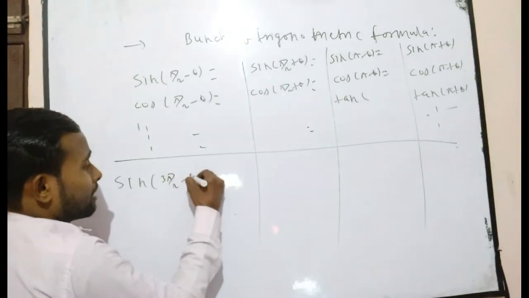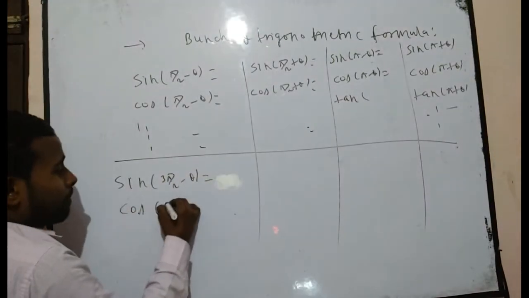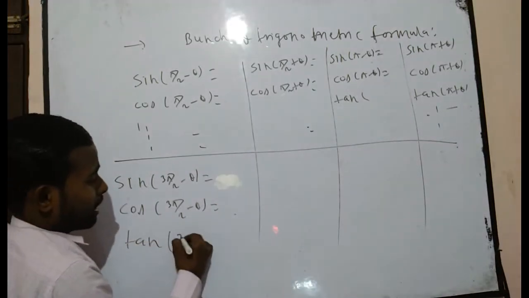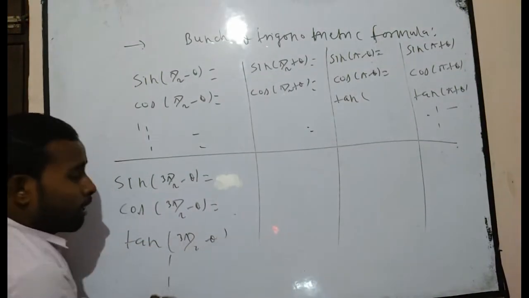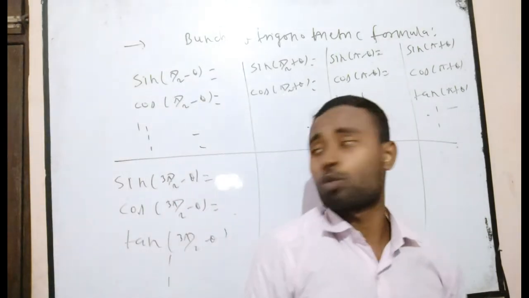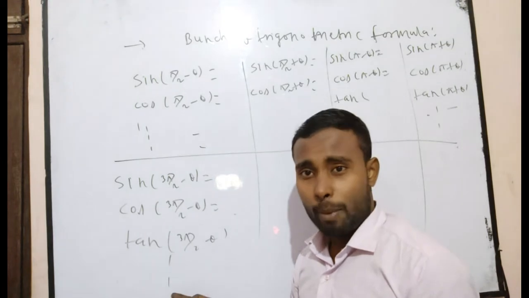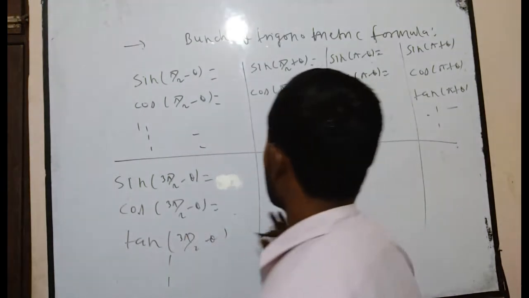Sine 3pi/2 minus theta is equal to what? Cos 3pi/2 minus theta is equal to what? Tan 3pi/2 minus theta is equal to what? Similarly, you have to write cot 3pi/2 minus theta, sec 3pi/2 minus theta, cosec 3pi/2 minus theta is equal to what? You have to write all the formulas.